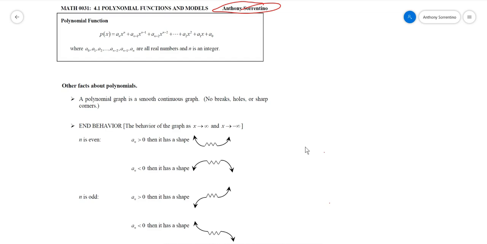We have already studied a few polynomial functions. Linear functions are polynomial functions. Quadratic functions are polynomial functions. It's just that now when we start dealing with polynomial functions, we're going to start seeing powers of x that are more than 2.